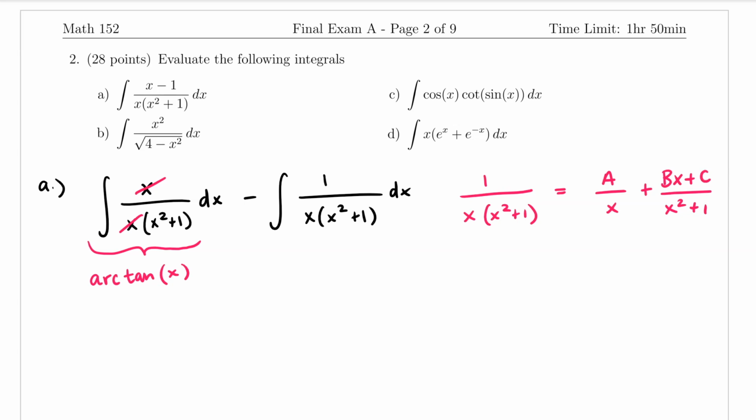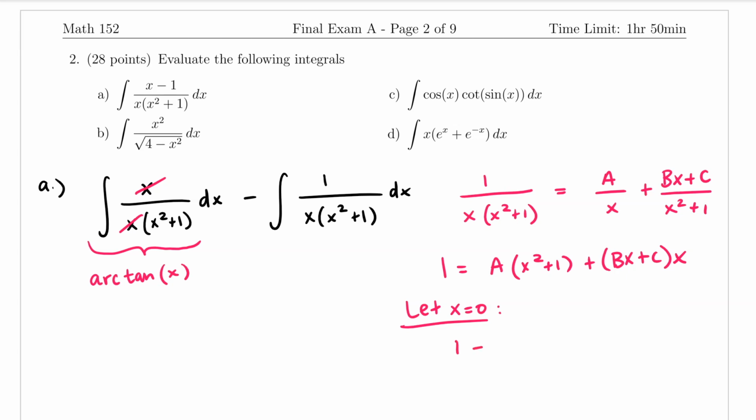So now I'm going to use the method of clearing fractions and multiply every fraction by the least common multiple of all the denominators, which in this case is x times x squared plus 1. If we do that, we get 1 is equal to a times x squared plus 1 plus bx plus c times x. I'm going to go ahead and say let x equal 0. That will eliminate one of the capital letters that we are solving for.